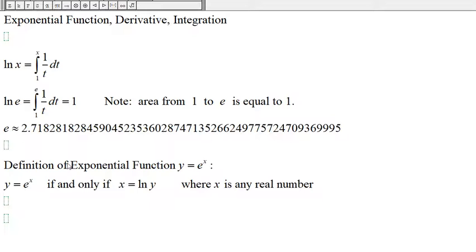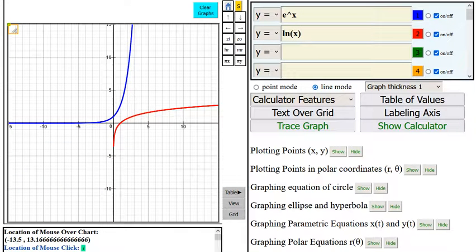And now we want to get the definition for the exponential function that has e. So a function like y equal to e to the x, where e is this number right here, is defined as follows. y is equal to e to the x if and only if x is equal to the natural log of y, where x is just any real number. And so now let's go look at the graphs of the function y equal to e to the x and the function y equal to the natural log of x. This is the graph for y equal to e to the x, and this is the graph for y equal to ln of x.